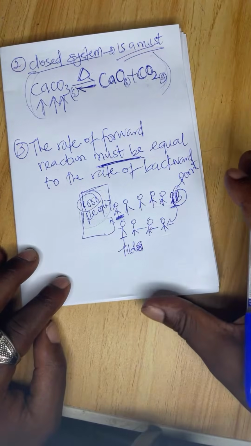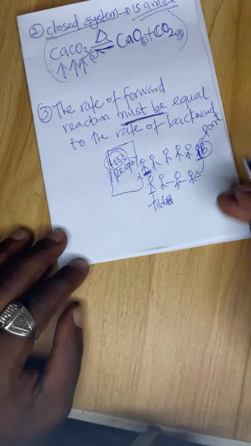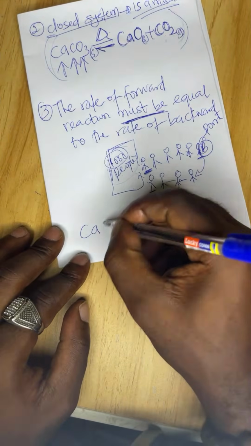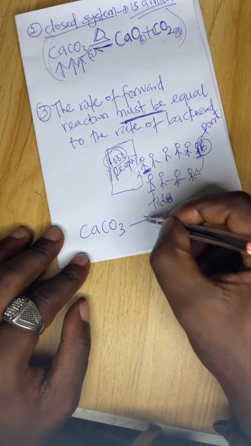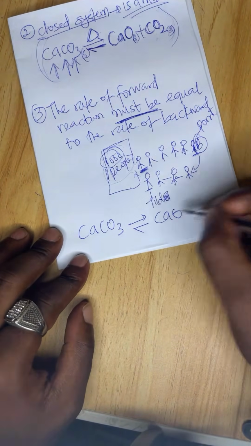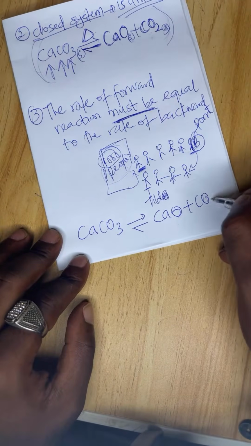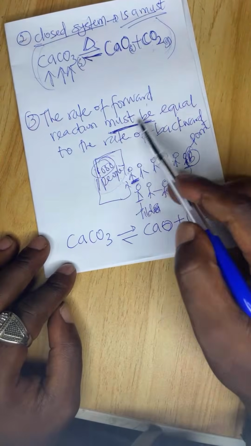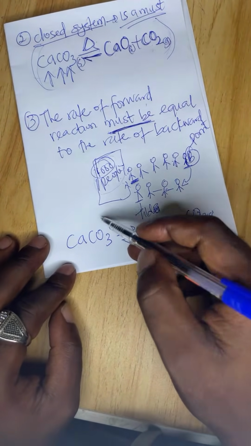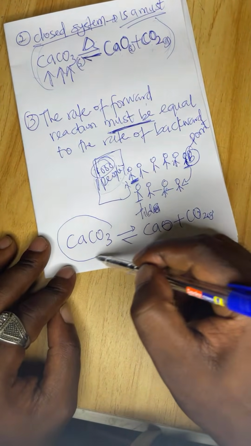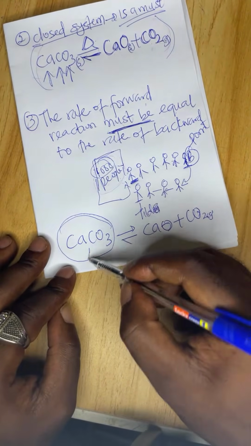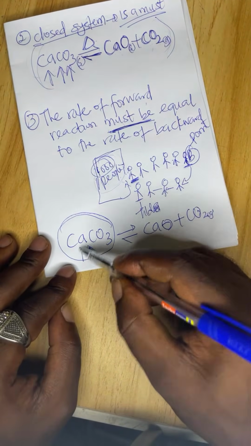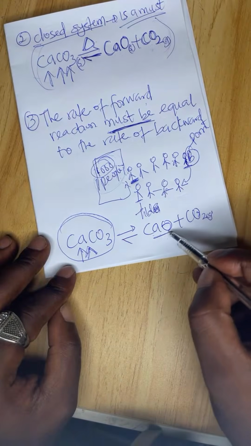Now, this is a trivial example. Let's go back to chemistry. Now, let's say we have CaCO3, which is forming CaO and CO2. The rate of forward reaction must be equal to the rate of backward reaction. What it means is that the rate at which this is decomposing and forming CaO, calcium oxide.